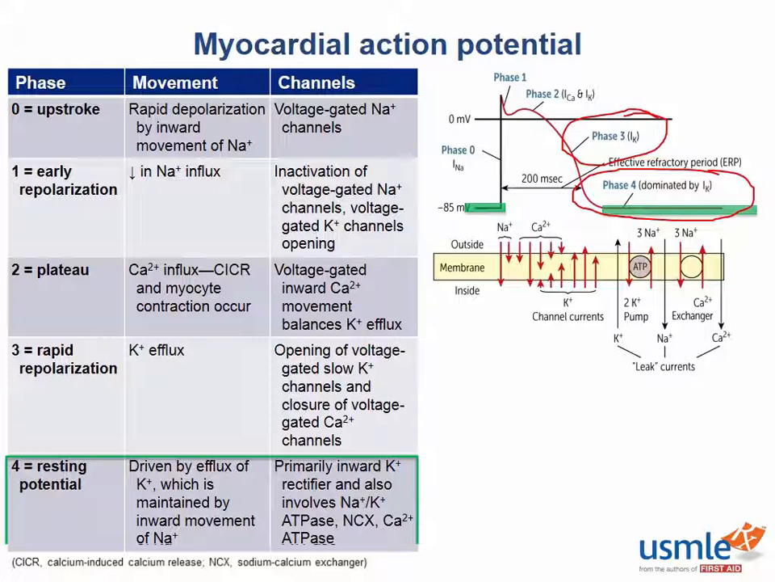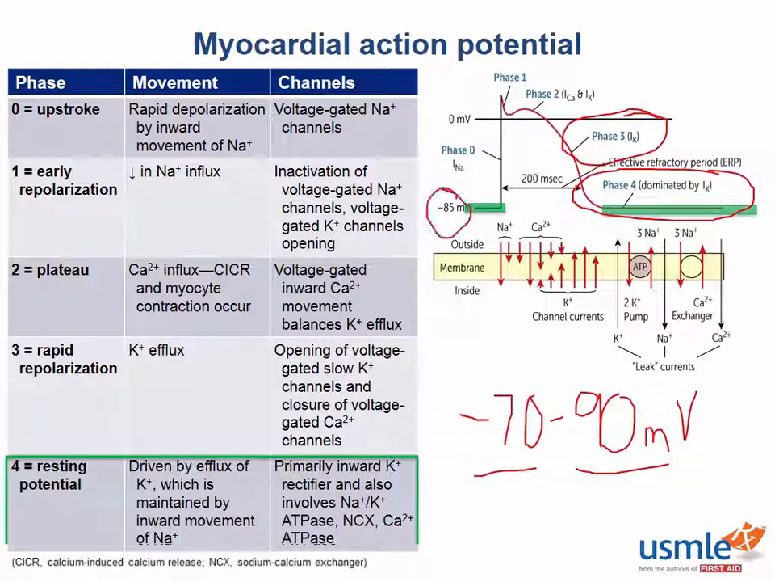And these potassium channels that dominate in phase 4 actually allow some potassium to come back into the cell, which is unique, since typically potassium leaves the cell. But it works alongside the sodium-potassium ATPase to restore intracellular potassium and maintain the negative resting membrane potential between -70 and -90 millivolts, which is the resting membrane potential of a cardiomyocyte.